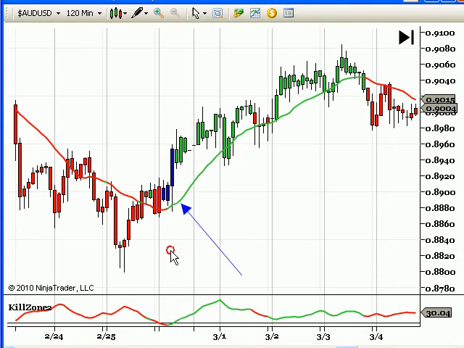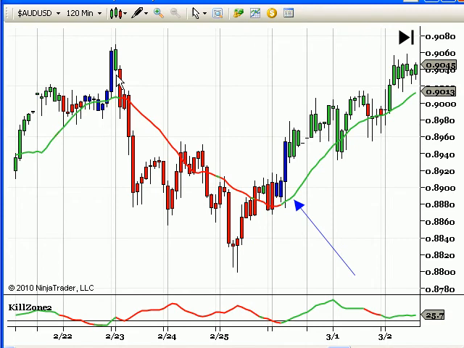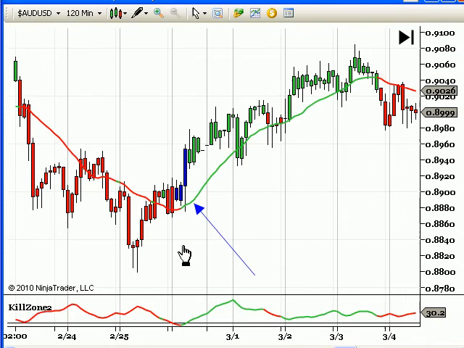Bigger direction is up. Now, even though we were coming down, you could have traded this on a smaller time frame short because the 120 is red and it's coming down, but you have to know that it's counter trend. Even though the 120 is red, it's still counter trend because the bigger time frame is still up.